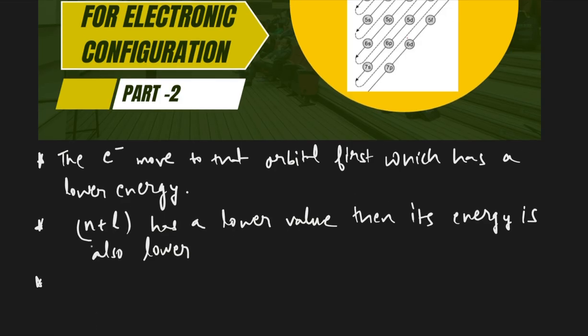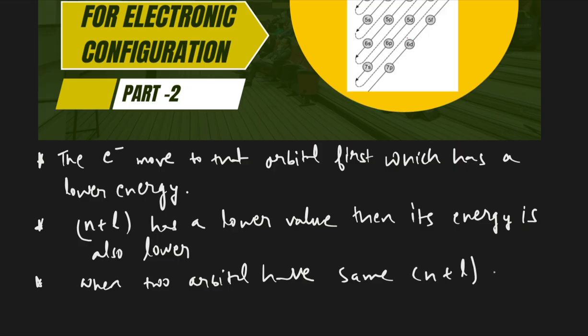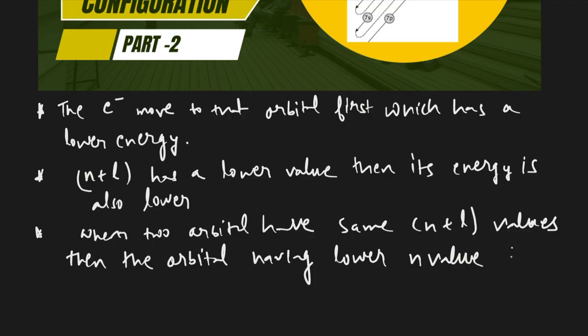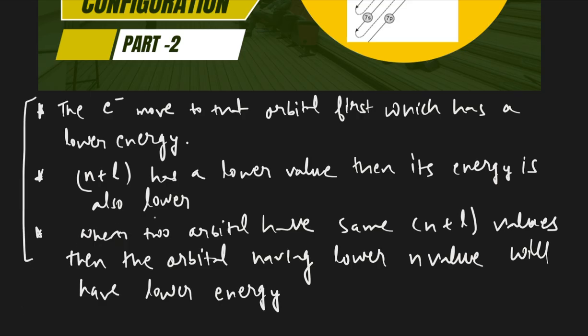Now there can be certain cases where n plus L of one orbital has the same value as the n plus L value of the other orbital. In that case, it says when two orbitals have the same n plus L values, then the orbital having lower n value will have lower energy, and that is it. These are the three concepts of the Aufbau principle. If you understand this properly, you will be able to fill the electrons in different orbitals easily.